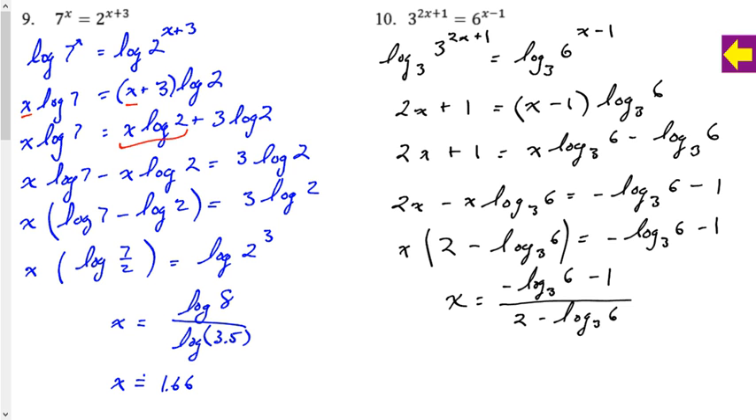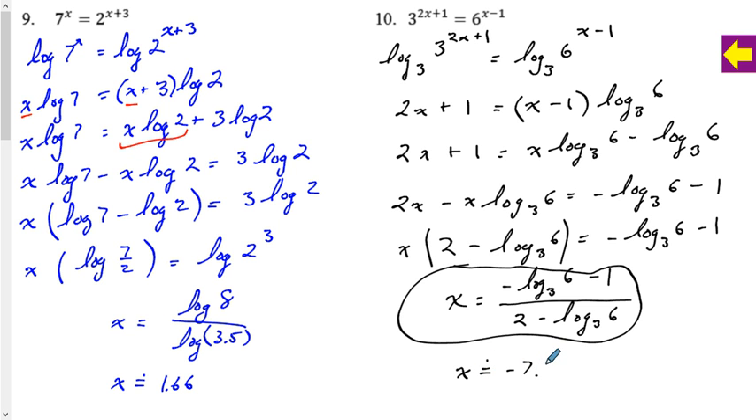So as unattractive as this may look, this is an exact value solution. We can plug it into our calculator to get an approximate value of negative 7.13. Now getting a negative value for x here again is not a problem, because remember, in exponential equations or expressions, we can have any real number in the exponent, whether it's positive or negative. So we have our approximate solution, and our exact value solution.